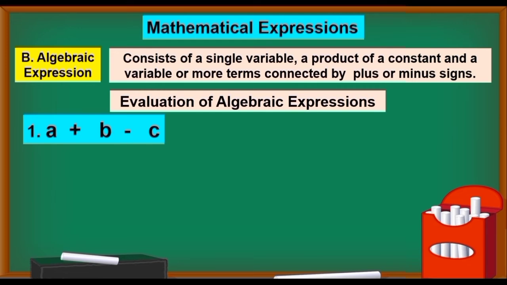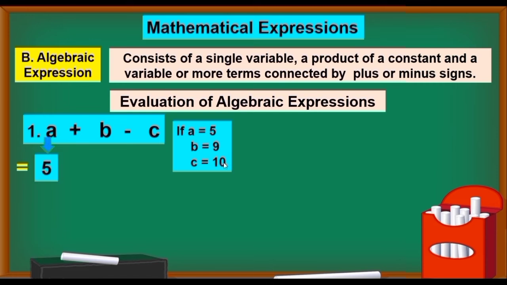So, ano po ang dapat natin gawin? Kung may value, if A equals 5, B equals 9, and C equals 10, ang gagawin lamang po natin ay papalitan natin ang mga value na ito. Si A, ang ipapalit natin ay 5. Si B naman po, ang ipapalit natin ay 9. At si C, ang ipapalit natin ay 10.